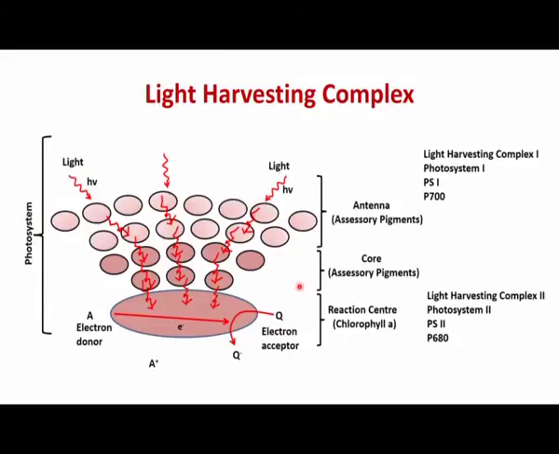What you can see in the PowerPoint slide is that, as we discussed, we have two different kinds of light harvesting complex, light harvesting complex 1 and light harvesting complex 2. The basic composition, or the basic configuration, of light harvesting complex 1 and light harvesting complex 2 remains constant.